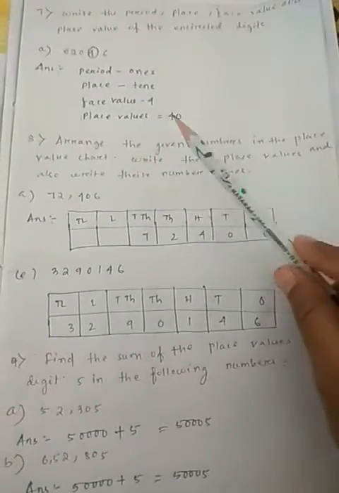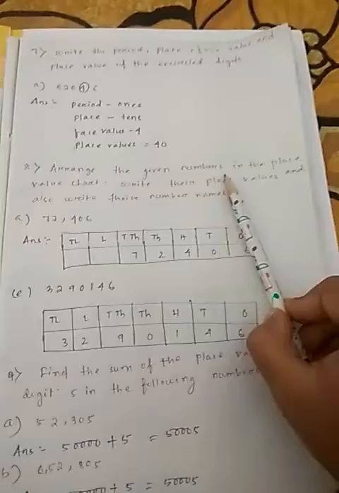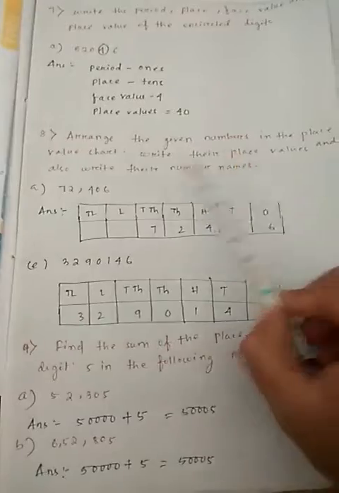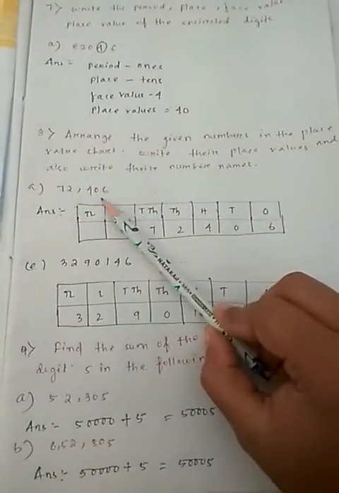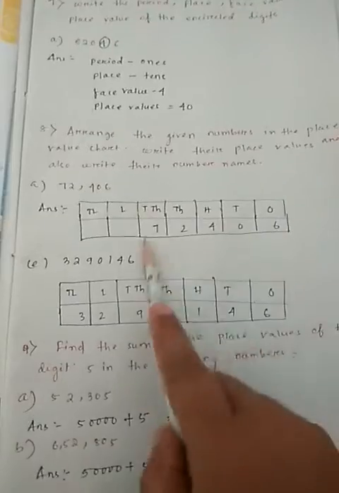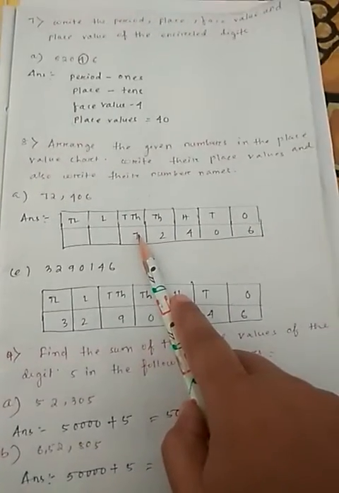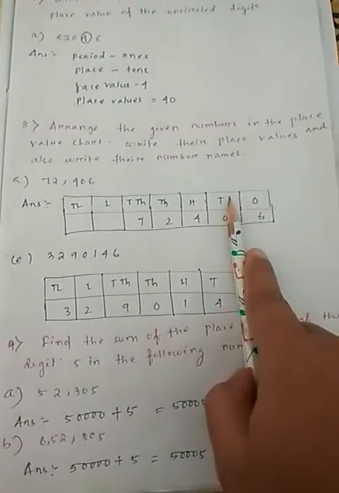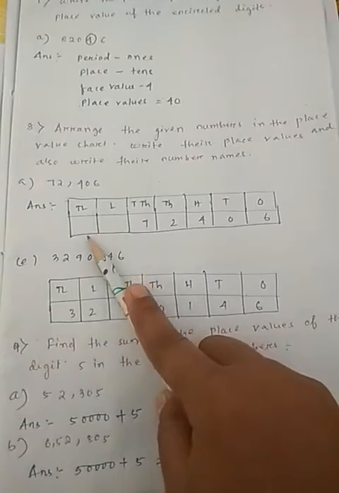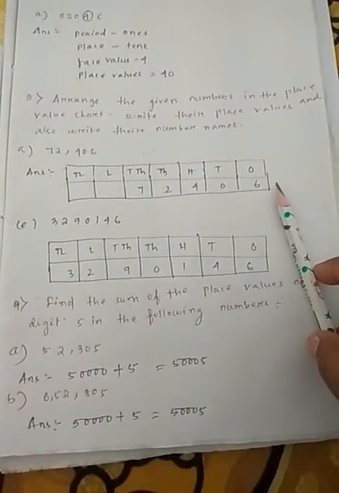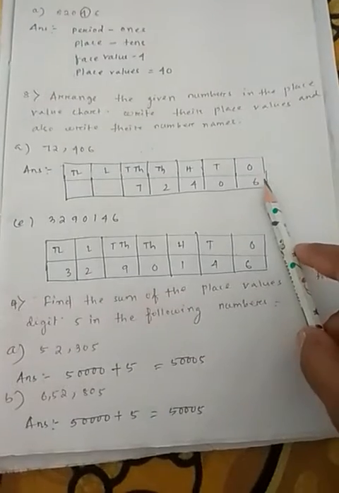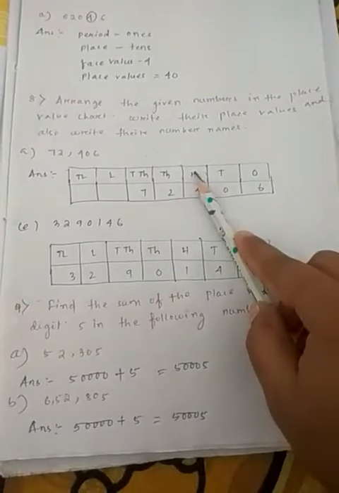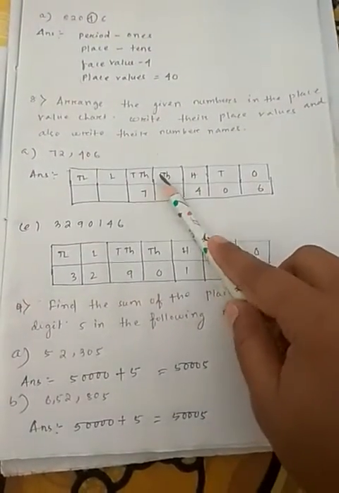The next question is, arrange the given number in the place value chart. Write their place value and also write their number names. So here the number is 72,406. First we will draw a place value chart. Then in that we will form ones place, tens place, 100, 1000, 10,000, lakh and 10 lakhs. Then accordingly we will put the numbers orderly. That is 6 is in ones place, 0 is in tens place, 4 is in 100 place, 2 is in 1000 place and 7 is in 10,000 place.